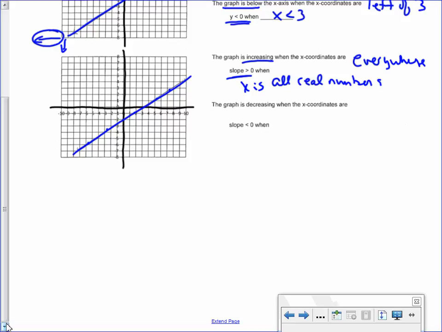All right, and the second question is, where is the graph decreasing? That is, where is the slope negative? And you could write never, or you could write the little circle with a slash through it, which means no solution.